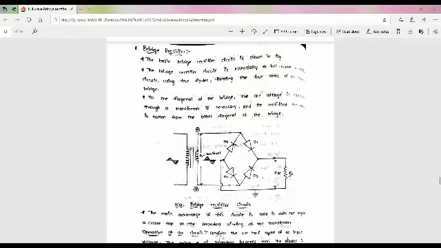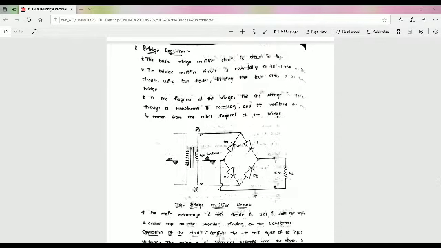The bridge rectifier circuit is essentially a full wave rectifier using 4 diodes. Actually, the full wave rectifier uses only 2 diodes, but the bridge rectifier circuit is a full wave rectifier using 4 diodes, forming the 4 arms of an electrical bridge. This is the electrical bridge. The electrical bridge has 4 arms, D1, D2, D3 and D4.